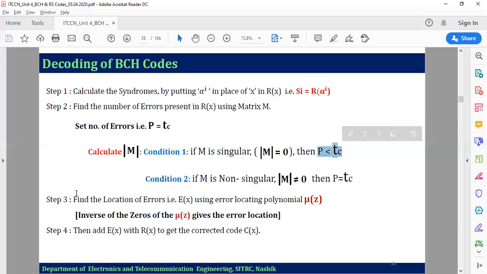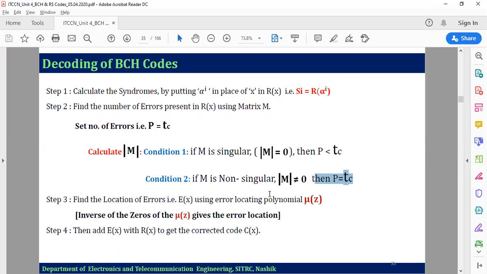So you need to calculate the determinant of M. If it is 0, that is singular, then the number of errors that we have assumed, that P is equal to TC, is not satisfied. So P is less than TC. Now, second condition is what? If the determinant of M is not equal to 0, that is non-singular, then your number of errors is equal to TC. So this is a very important step for finding out the number of errors.